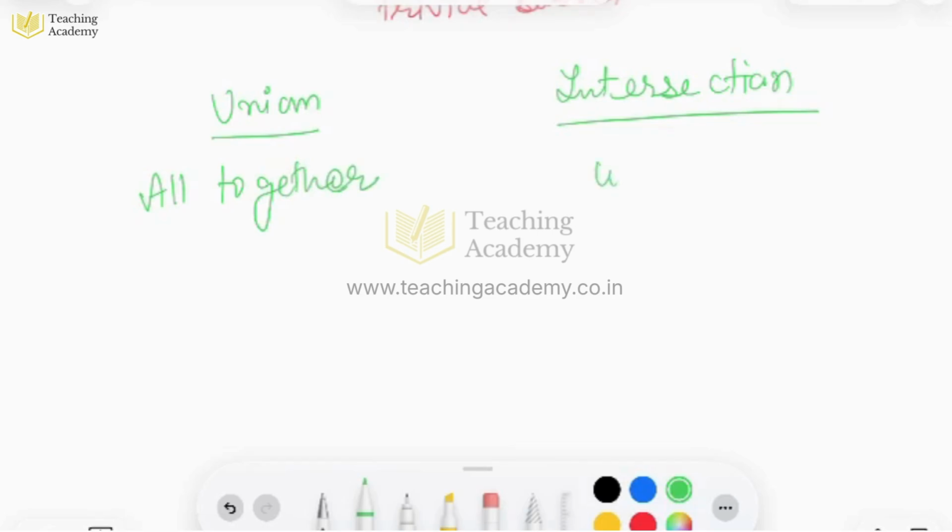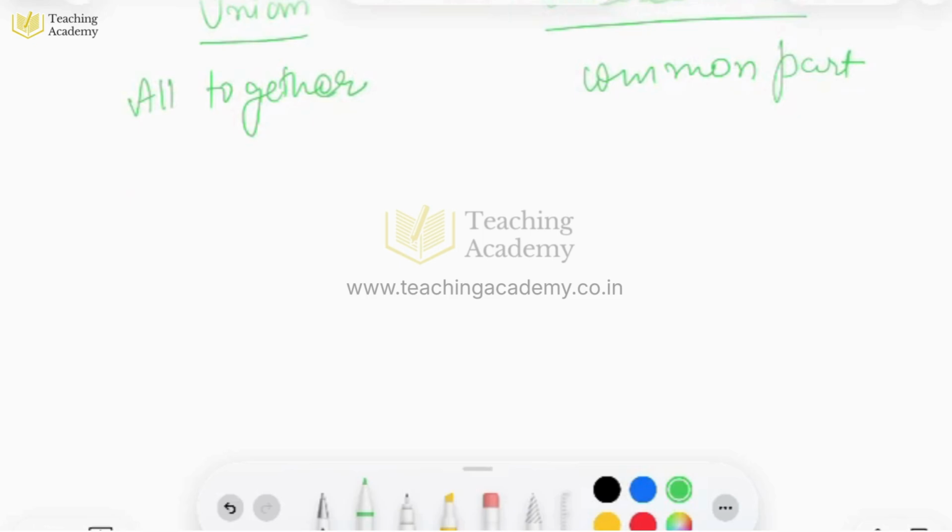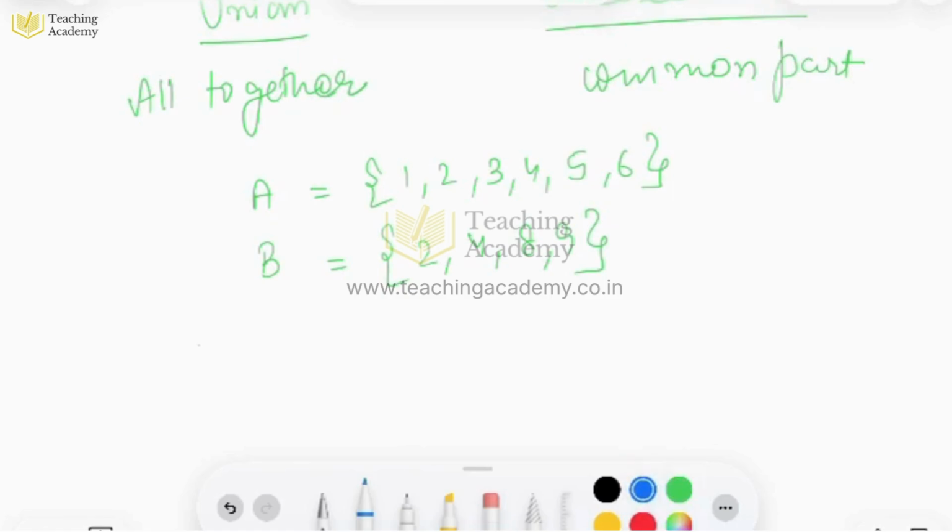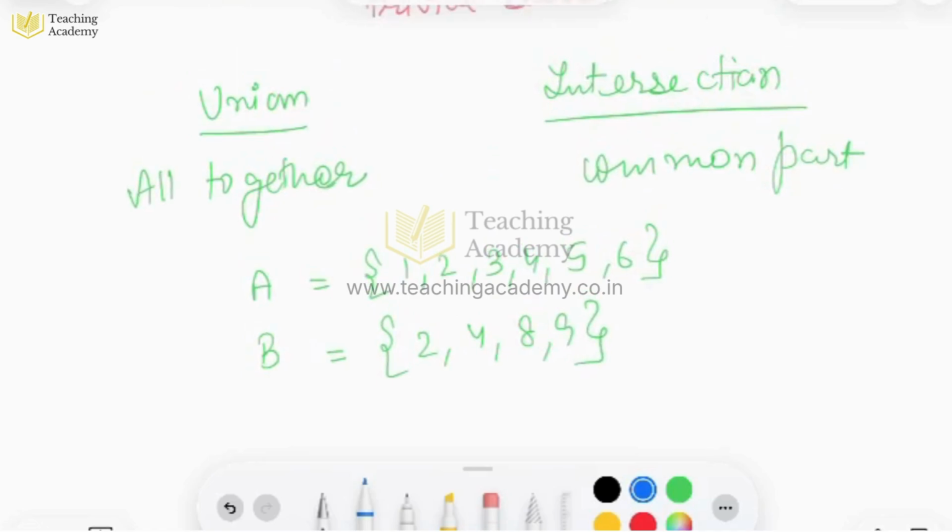Intersection means the common region or the common part that is counted in both the sets. So let's take an example. If we are taking A set as 1, 2, 3, 4, 5, 6, and B set as 2, 4, 8, 9. One more thing is there, that how do we denote union and intersection in the sets?